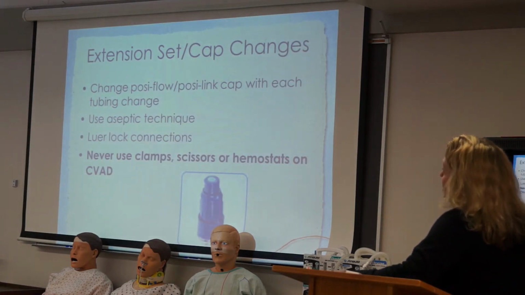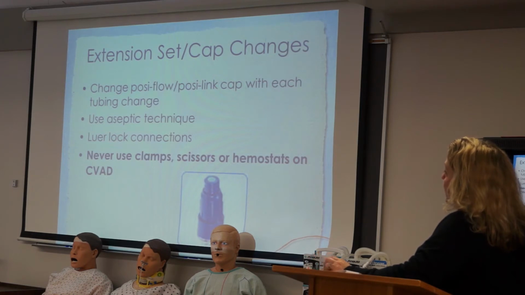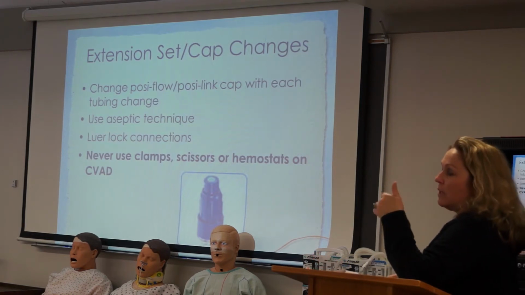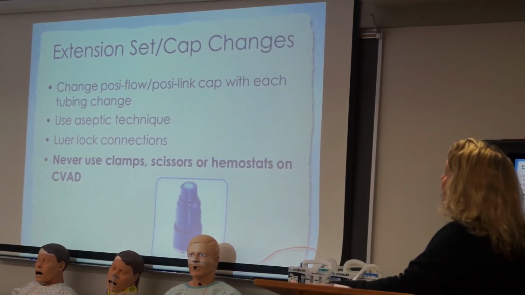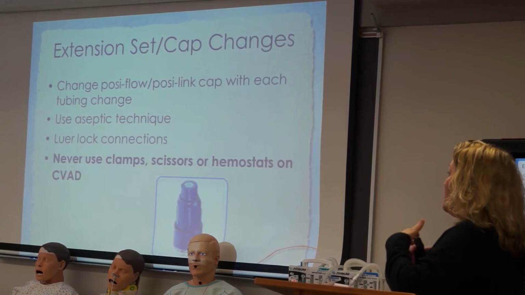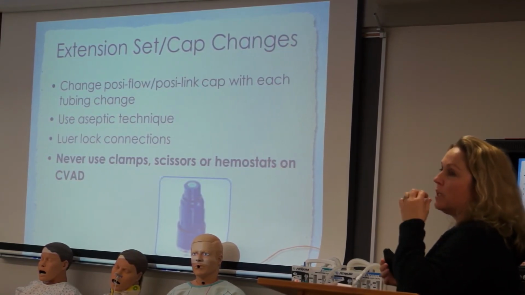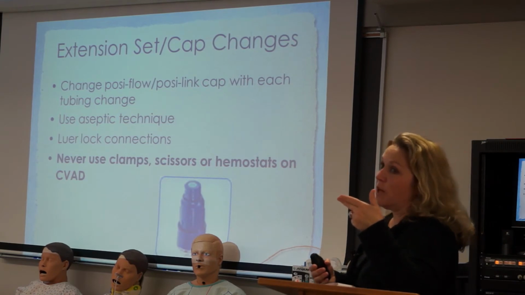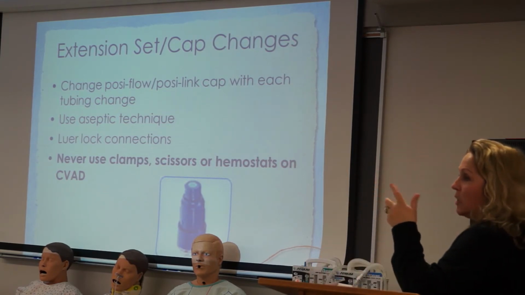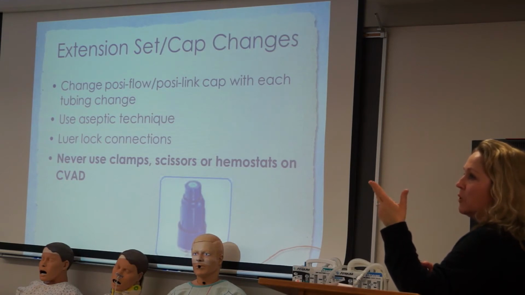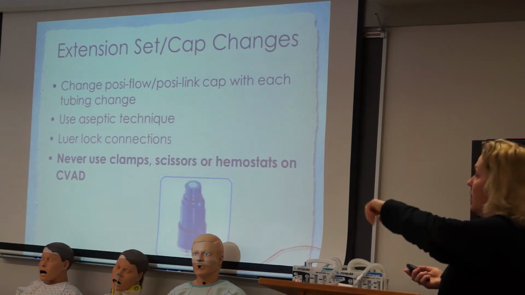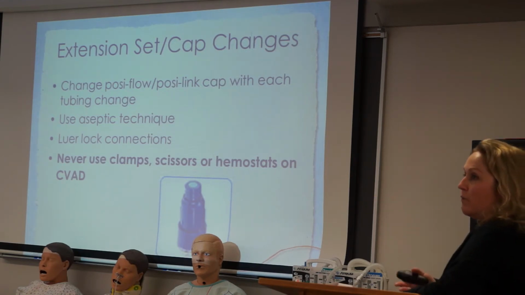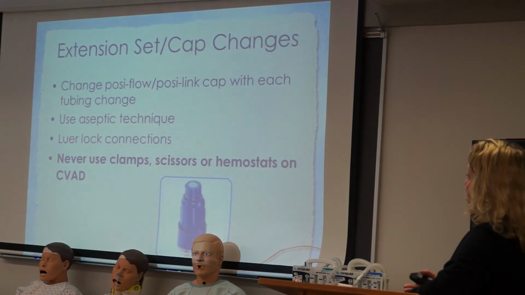Extension caps are changed with every tubing change. You want to use aseptic technique, and they need to have the Luer lock, the top you screw the extension or the tubing onto. You never clamp. You don't ever use scissors or hemostats on the lines themselves, because you can damage them, and you don't want any of that material breaking off. So always use aseptic technique, and alcohol swab the top of your caps whenever you're giving an infusion, pushing any medication into it, or connecting it to an extension set.